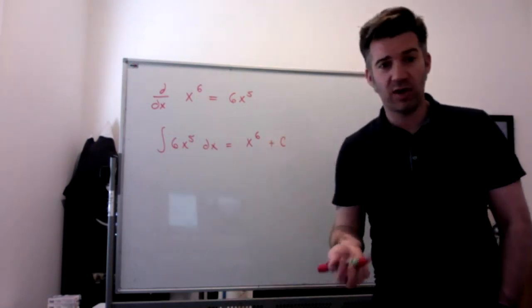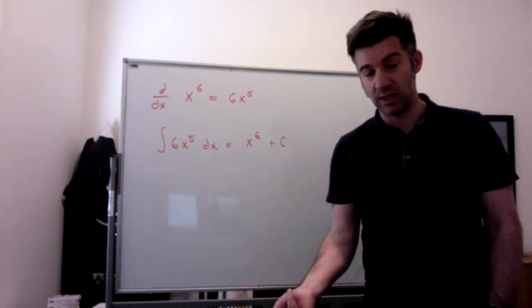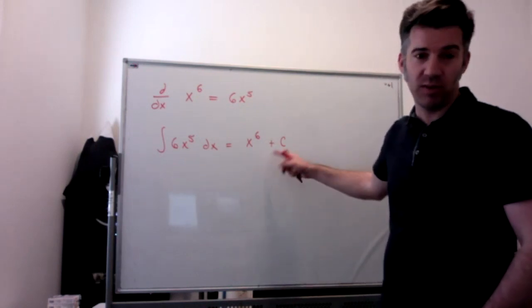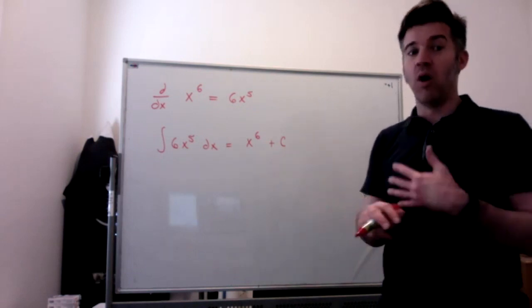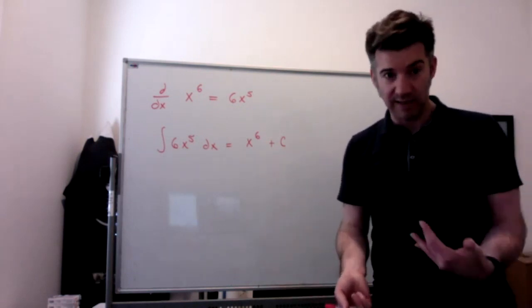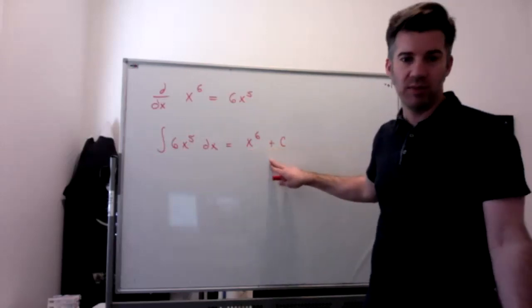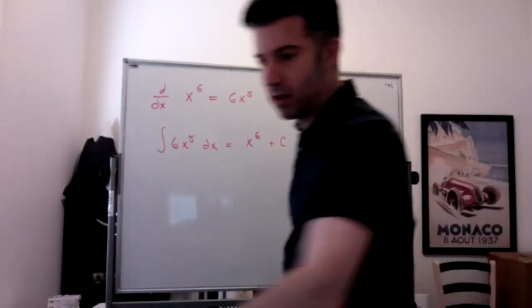So antiderivatives are unique up to a constant, meaning that it's always going to be x to the 6th, and then you could have plus whatever constant you want. But there's no other way of finding the antiderivative of 6x to the 5th. It's exactly this piece, and then plus whatever constant you happen to want.